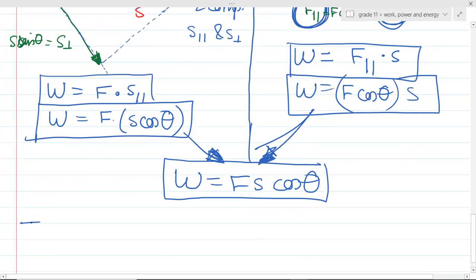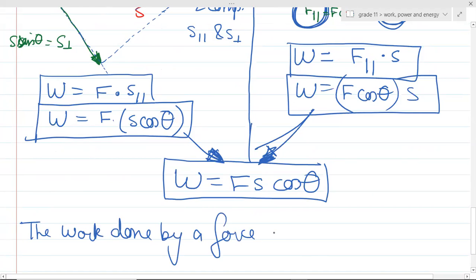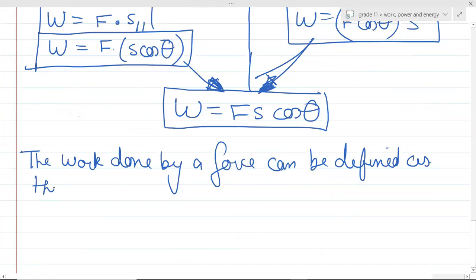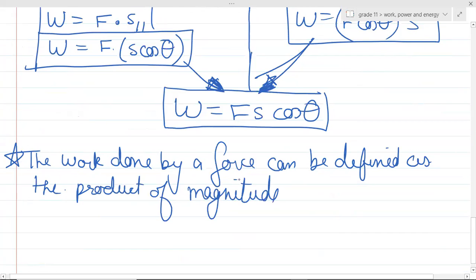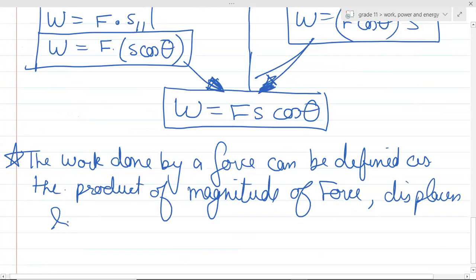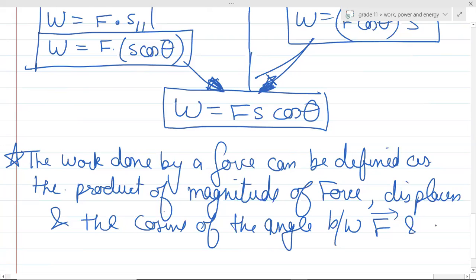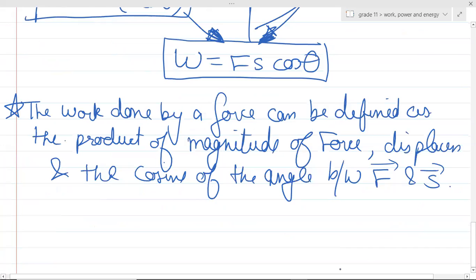You can define the work as, the final definition you can write, can be defined as the product of the magnitude of force, displacement, and the cosine of the angle between. Please write this.